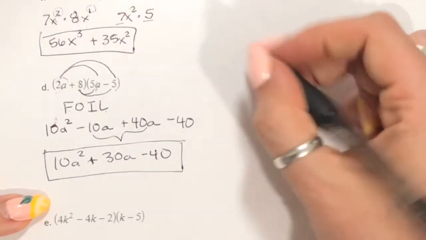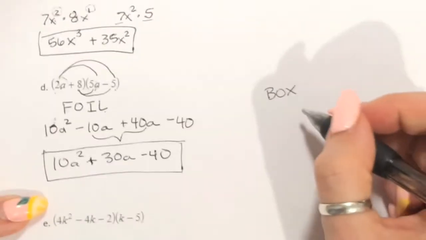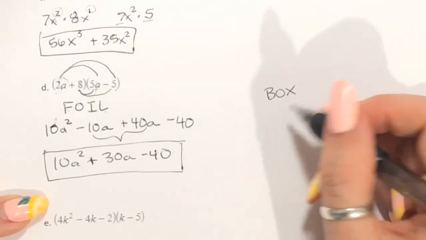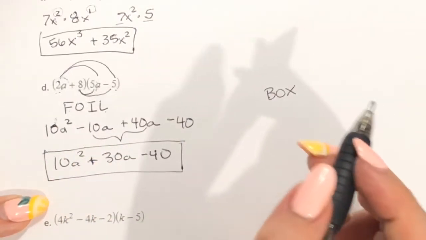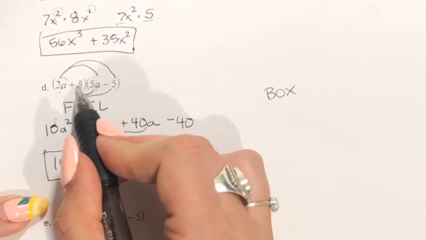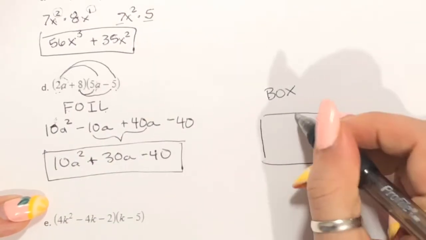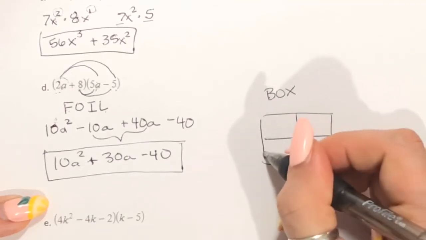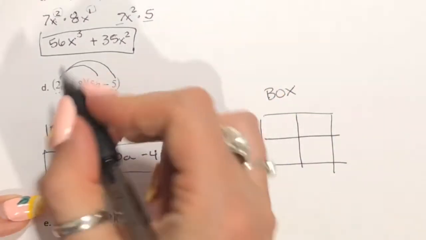The other method that's really popular is the box method, so I'll show that to you really quick. It's just what it sounds. You're going to draw a box, and then depending on how many terms you have is how many rows and columns you have. So I'm going to do a 2 by 2 box since we have 2 binomials. So 2 columns, 2 rows. And then it doesn't matter which one you put on the side or which one on top. You just need to keep them together.